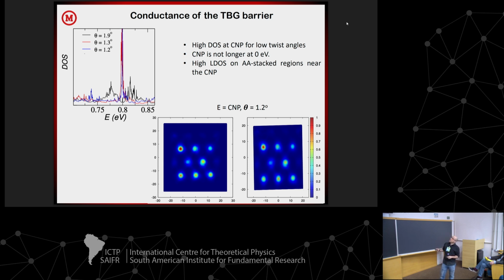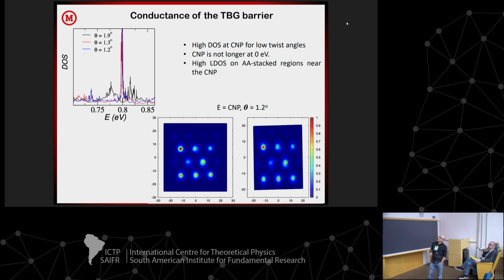And when we plot the local density of states for this peak, we find that the wave functions of the electrons are localized on the AA stacked regions. So we have nice behavior between the monolayer and the bilayer. We have some AA regions, and you can see here that because of the edges, they are not developing the high density of states.